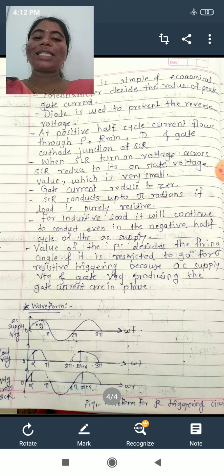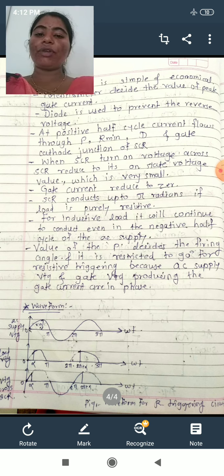Next, its working principle is divided into two. First is the positive half cycle. What happens at the positive half cycle? Current flows through the potentiometer, then resistance, then diode, and then the gate and cathode junction of the SCR. When the SCR is in off state, there is a high voltage, low current condition, and when the SCR is turned on, current is very high and voltage is small. This is the turn on condition.